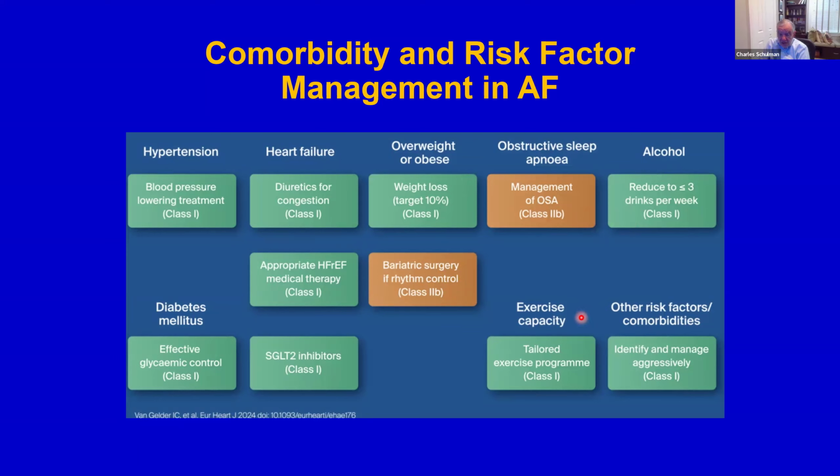increasing exercise. An exercise program can reduce the incidence of atrial fibrillation. So, encourage people to exercise, and then other risk factors and comorbidities as well.